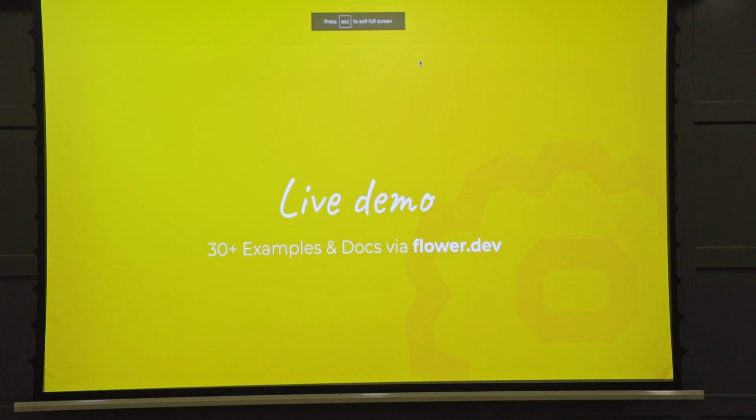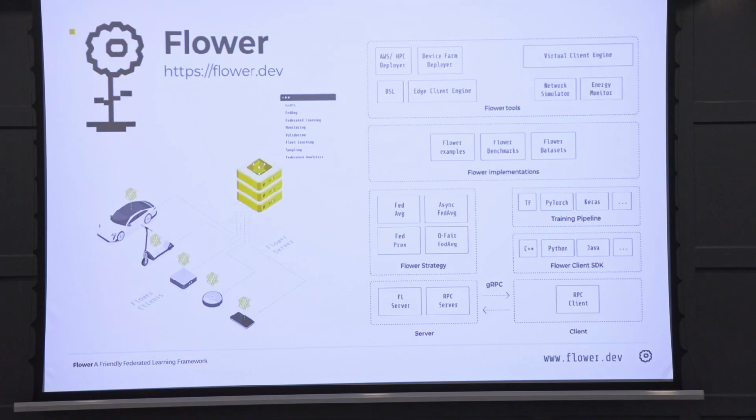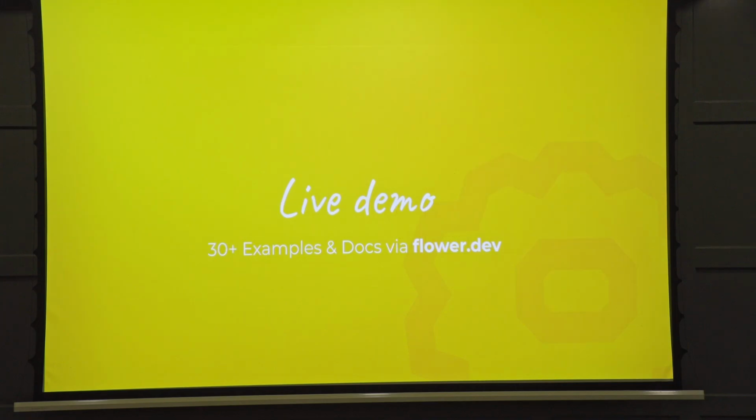Okay, very briefly, in flower.dev, through flower.dev, you can find our GitHub repo. There is documentation as well. We have more than 30 examples, so I invite you to check them. Not all of them are image classification. There are many examples for different types of machine learning frameworks.